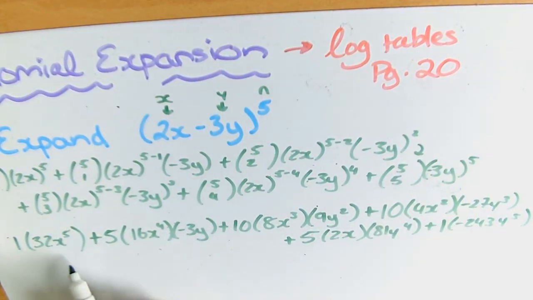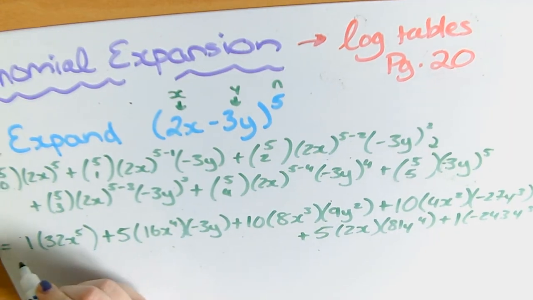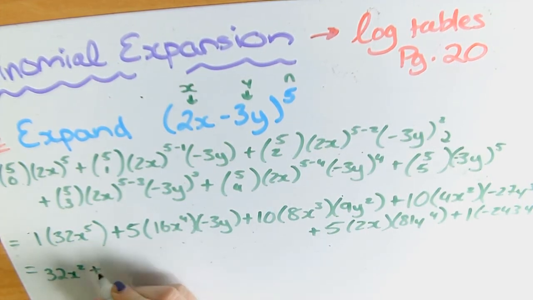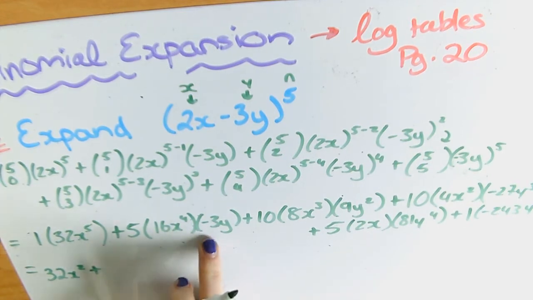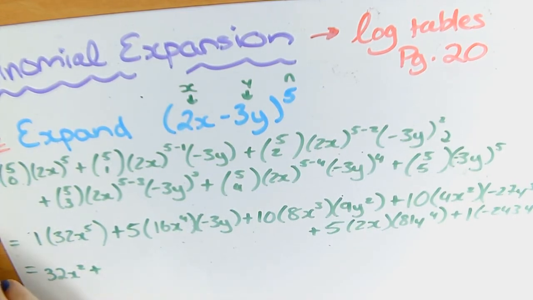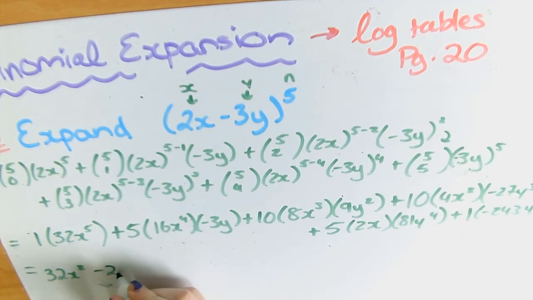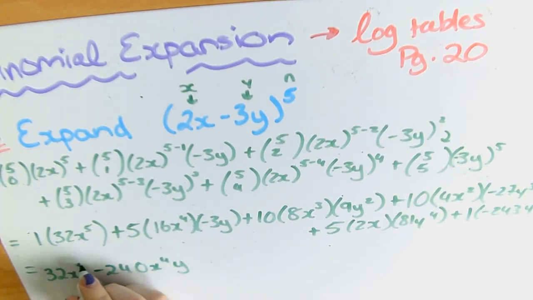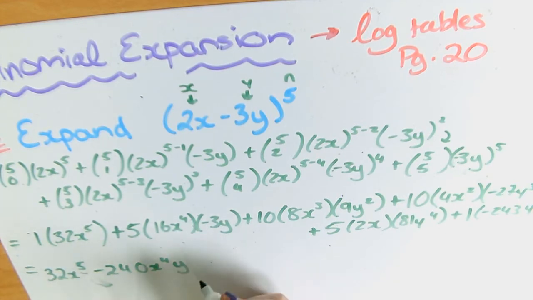So now we need to take our last line and simplify it. So I have 1 by 32, 2 to the power of 5 just gives me 32x to the power of 5. In this one I have 5 by 16 by minus 3, which I'm going to put on my calculator, which gives me minus 240 x to the power of 4 and y. You should notice, guys, your coefficients should always add up to 5. So we have 4 and 1 here gives me 5.